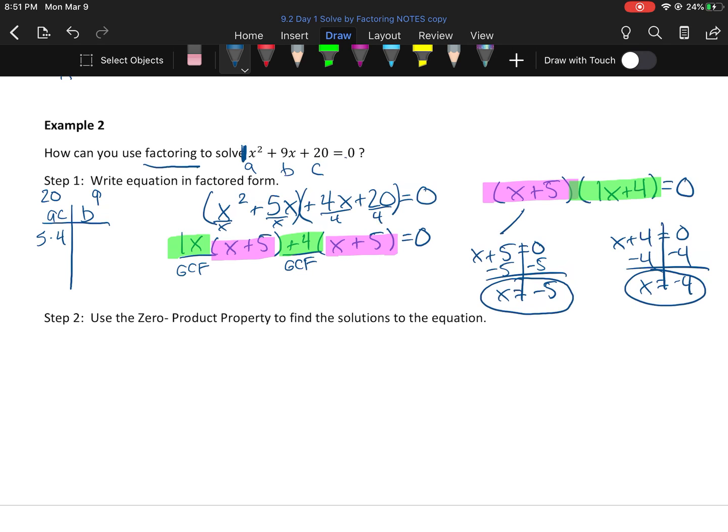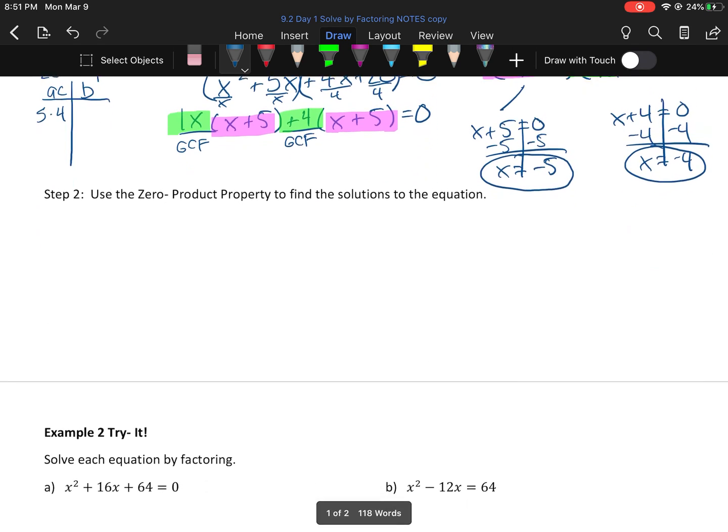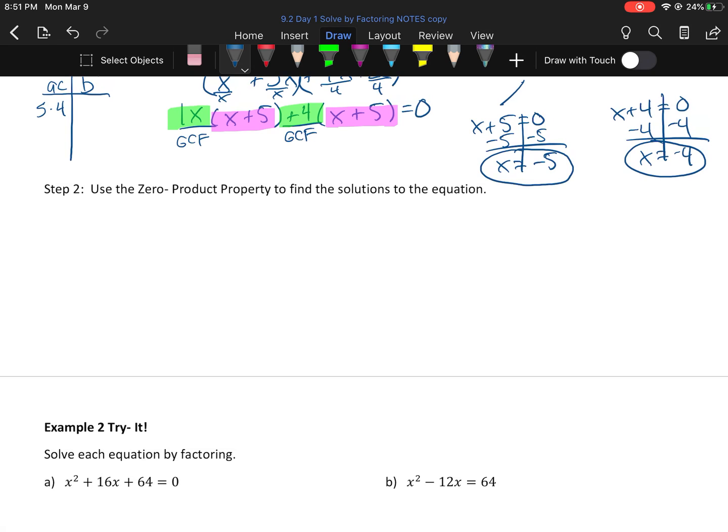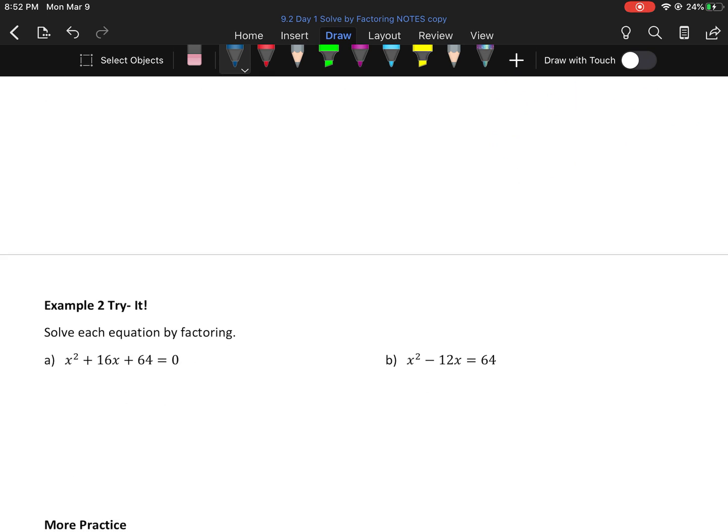Why don't you pause and try A on your own on the next page. On A, when you factor, you should be ending up with this. So when I solve that, then to get x by itself, I'm just going to have one solution, one x-intercept, because my parentheses are the same, and that solution is x equals negative 8.